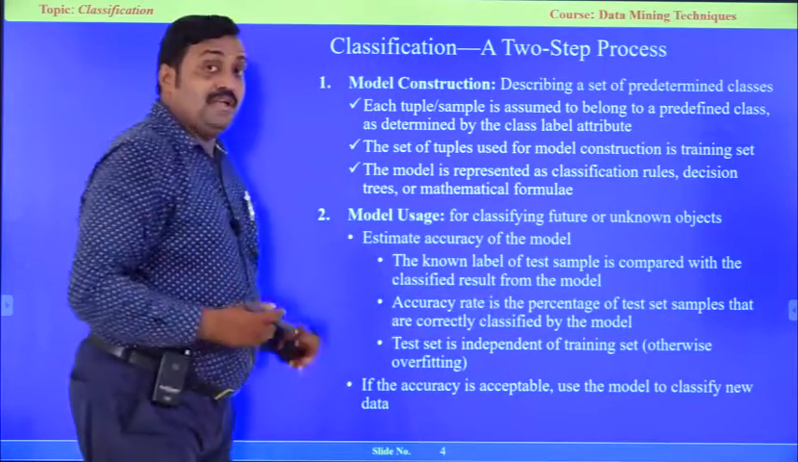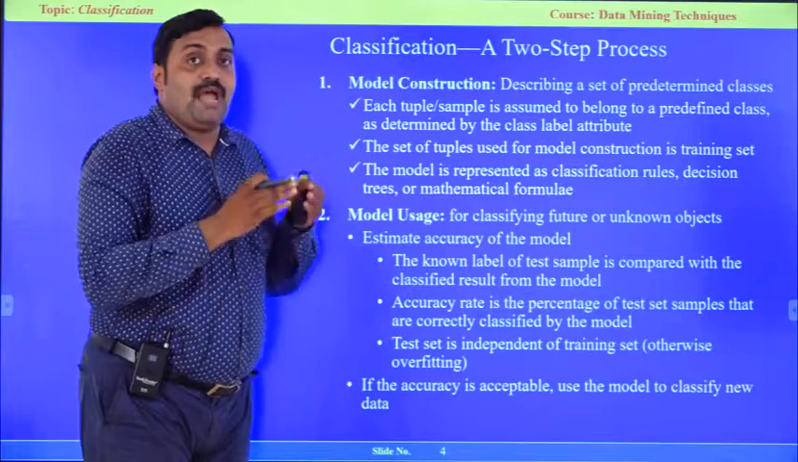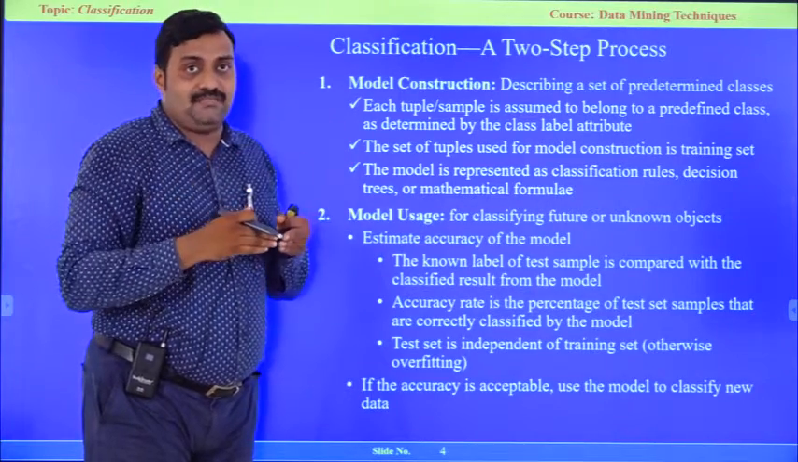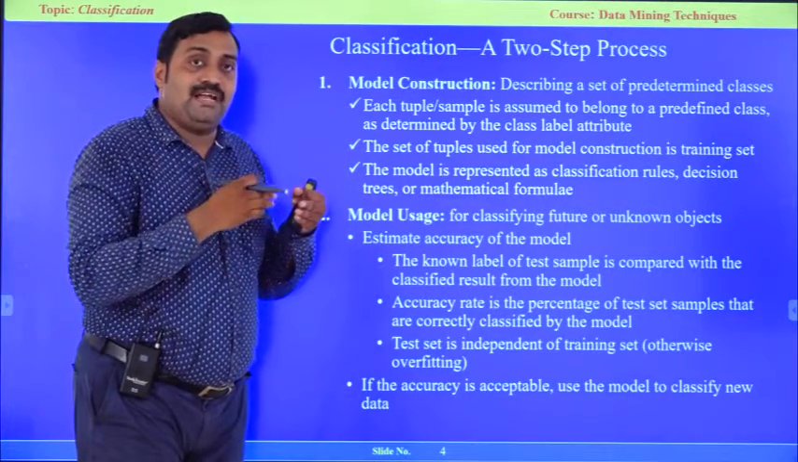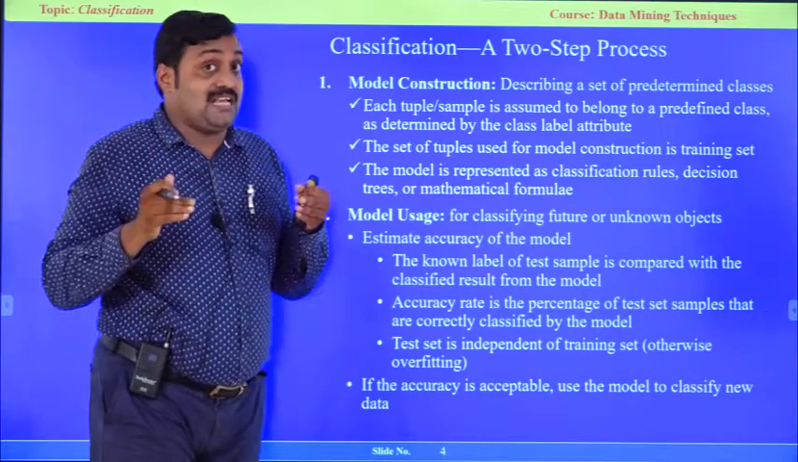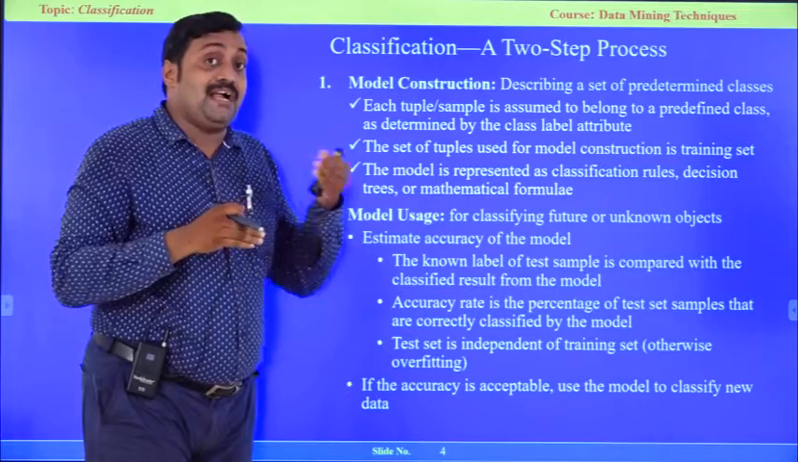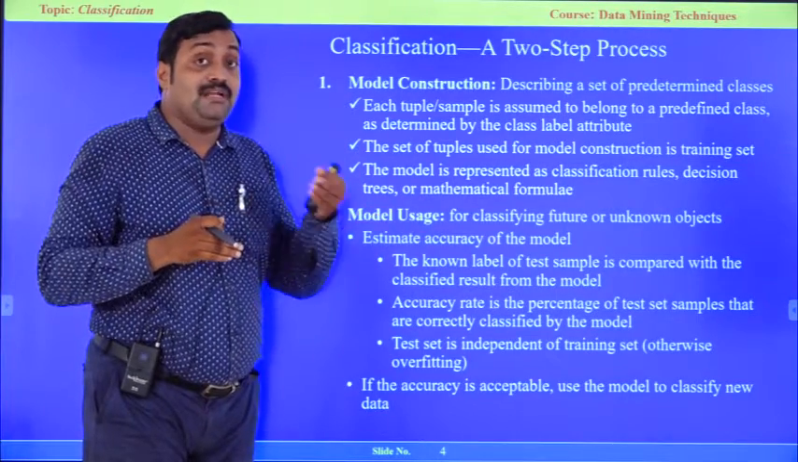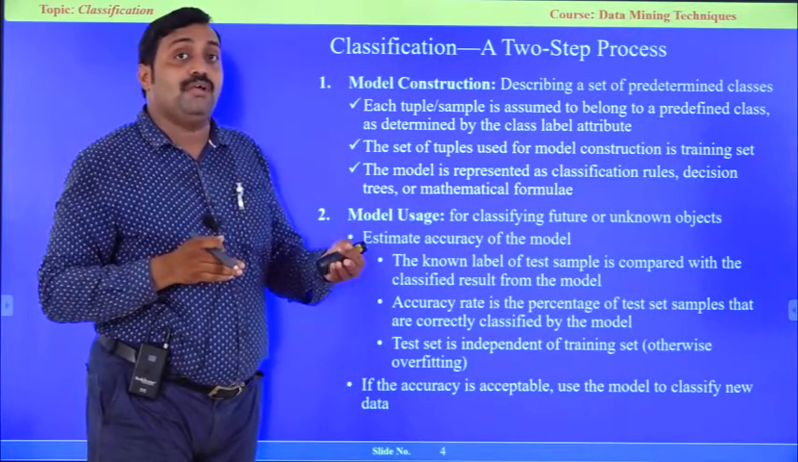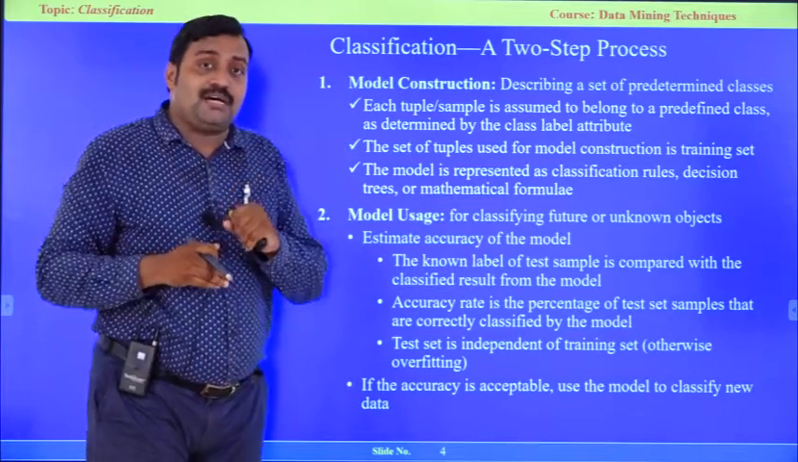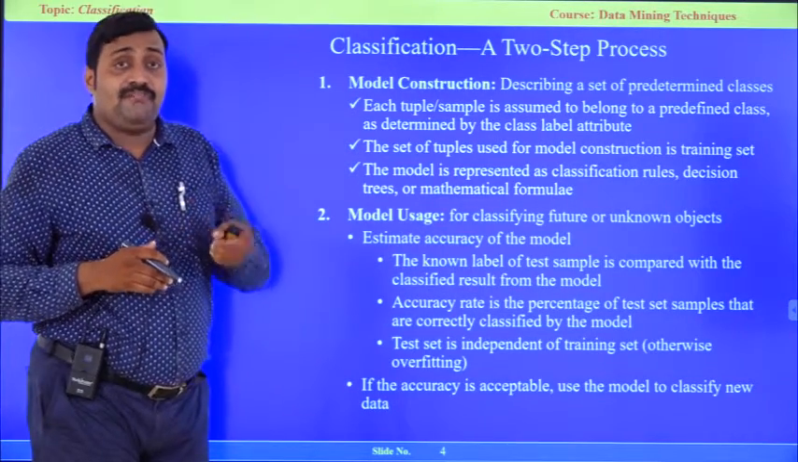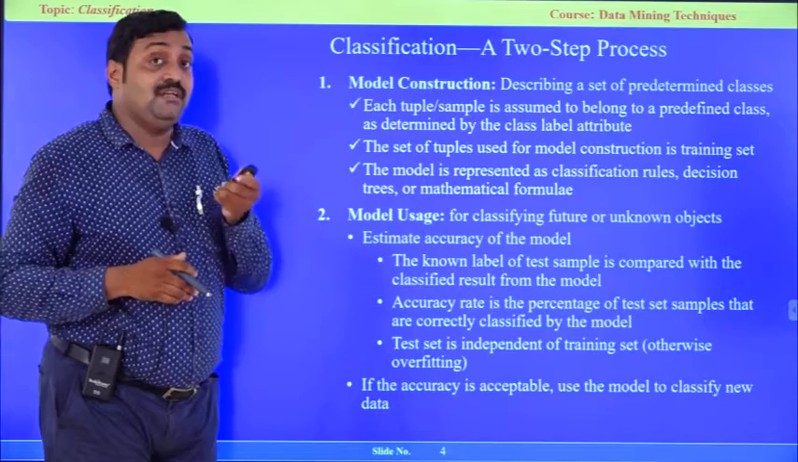classified. That means accuracy is nothing but, I am having the class label S in the training set. I am checking with another record that belongs to the S class. If my model classifies it as the S class, then it is 100% accuracy. Properly designed, properly defined model. Okay. This is the approach when we are going to design a classification model.